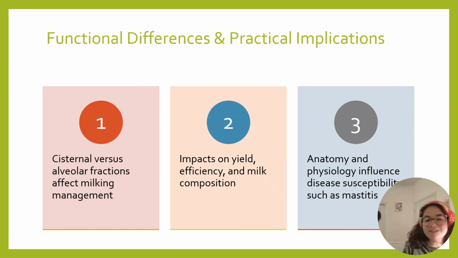And for the functional differences and practical implications, species differ in the proportion of cisternal versus alveolar milk. This affects milking management, yield, and efficiency. Anatomy and physiology also influence milk composition and susceptibility to diseases such as mastitis. Understanding these differences allows us to optimize milking practices and improve herd health.